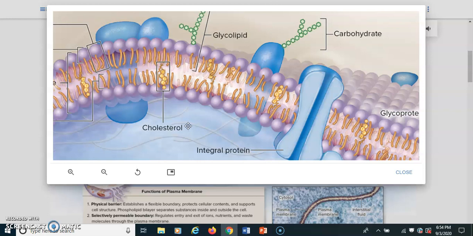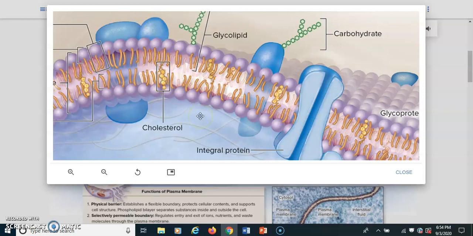But we also have some other molecules that are part of this structure. The next one we'll talk about is cholesterol. So they have one in the square here, and there's one over here. So there is cholesterol located throughout the cell and plasma membrane.